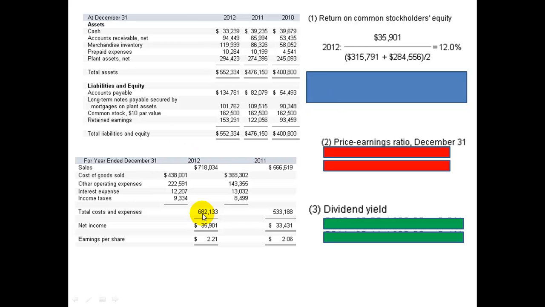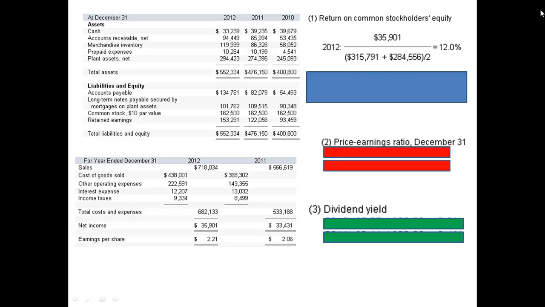We've got 35,901, which is our net income for 2012, and we're going to divide that by the average stockholders' equity for 2012, which in this case would be the 315,791, which will be the common stock plus retained earnings for that year. Add them together, and that's the 315,791. That's the ending common stockholders' equity.